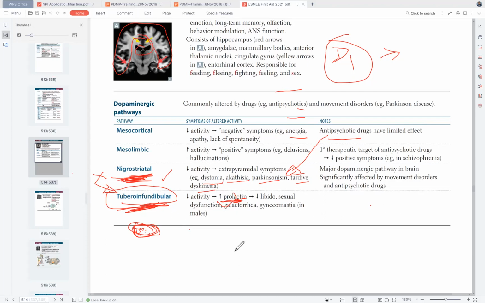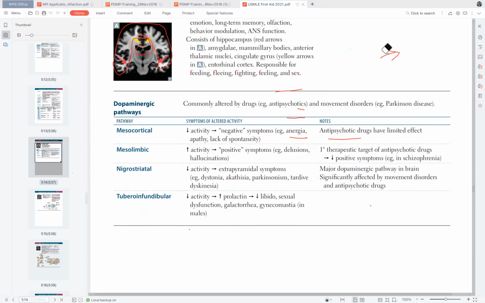Exactly. Now, my question to you would be, if a female presents with prolactinoma and a male presents with prolactinoma, what will be the difference in the male presentation and the female presentation of prolactinoma? Do you have any idea how it will present? Does it have to do with sexual dysfunction?